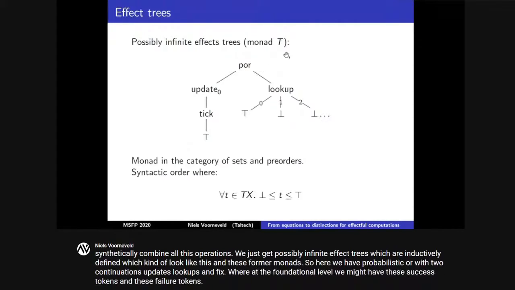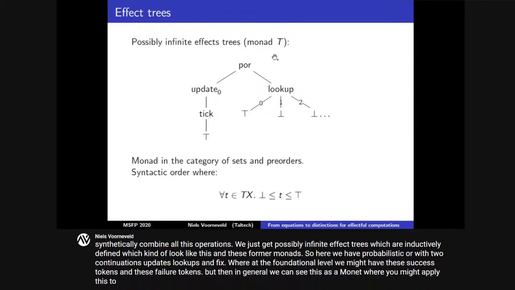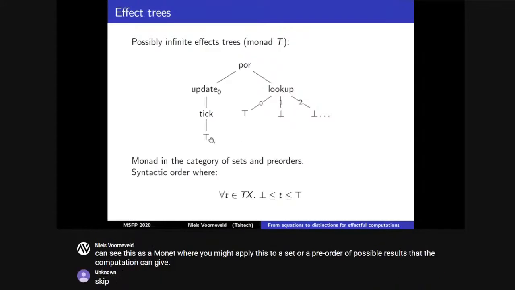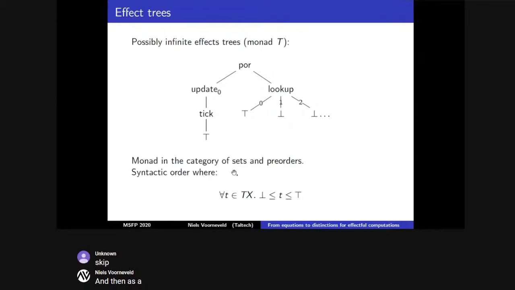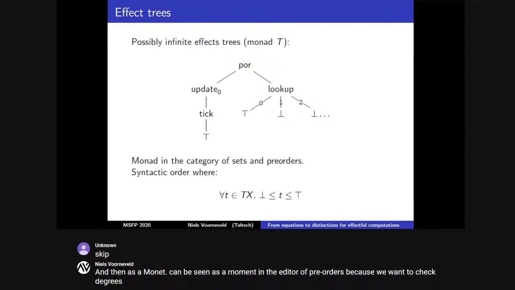But then in general, we can see this as a monad where we might apply this to a set or a pre-order of possible results that the computation can give. And then as a monad, it can be seen as a monad in the category of pre-orders because we want to check degrees of truth or satisfaction of properties.